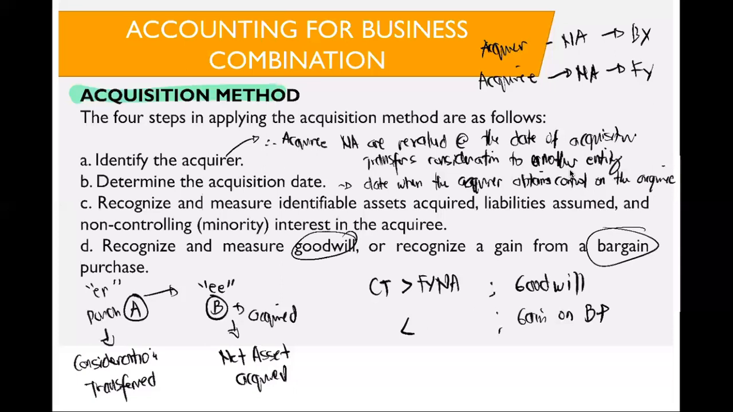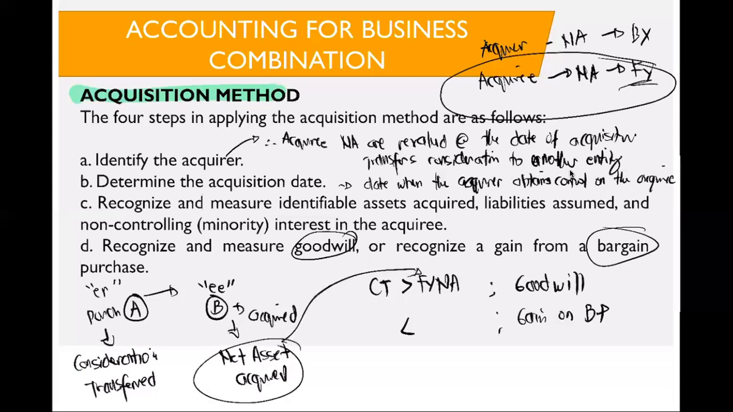bargain purchase. Perhaps you're asking me, sir, a while back we only said net asset acquired. Why is it now fair value of net asset acquired? Take note, at the time of acquisition date and at the time we determined the acquirer, we said a while back that the acquiree on its net asset must be remeasured at fair value. So this net asset acquired will be remeasured at fair value. So we just measure the fair value of the net asset acquired.